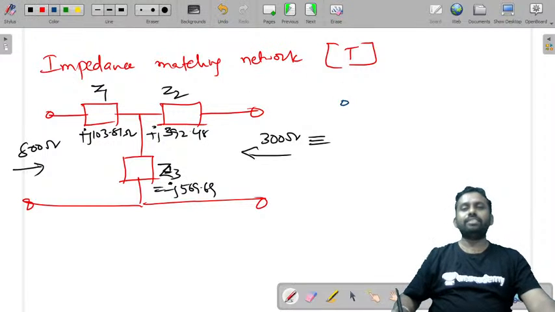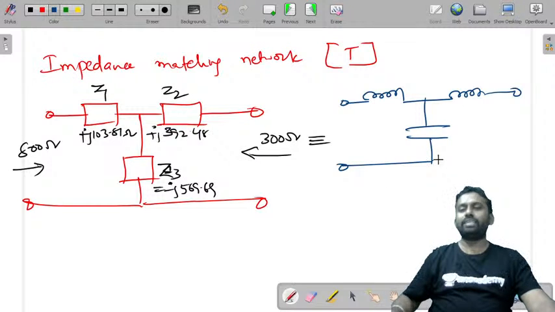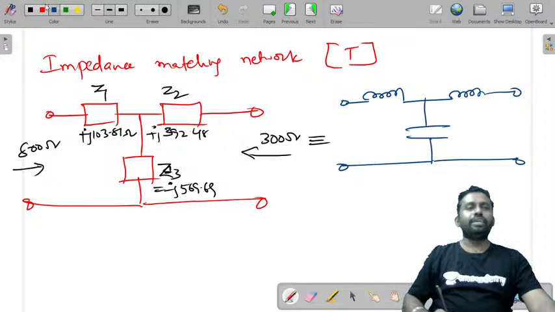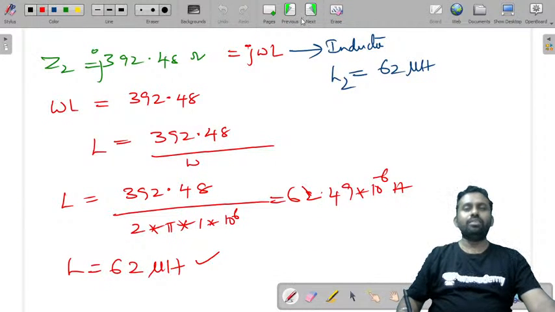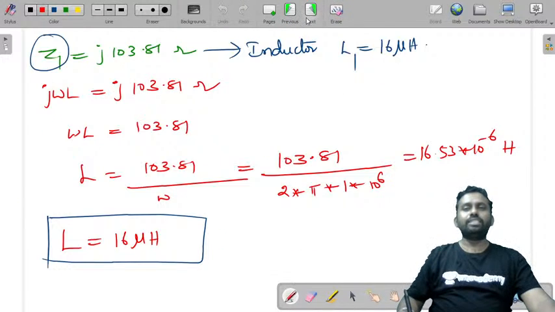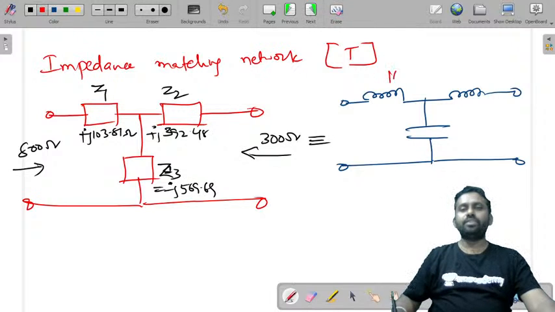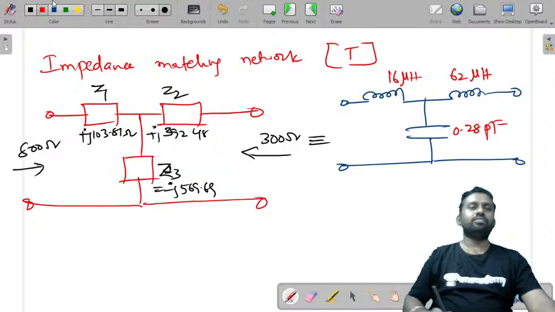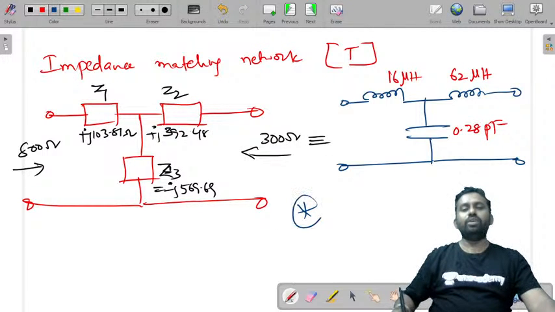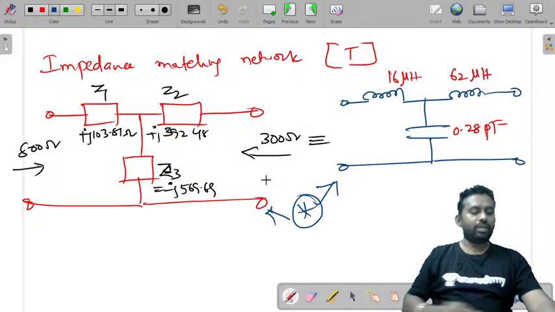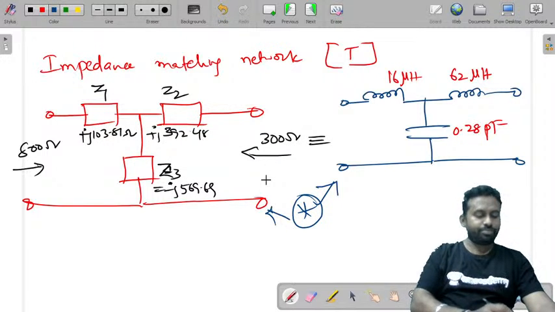Or you can also draw this as an inductor, Z2 is also an inductor, and this is a capacitor, and this inductor value is L1, 16 microhenry, this is 62 microhenry, this is 0.28 picofarad. So this will be your impedance matching network for the given problem.